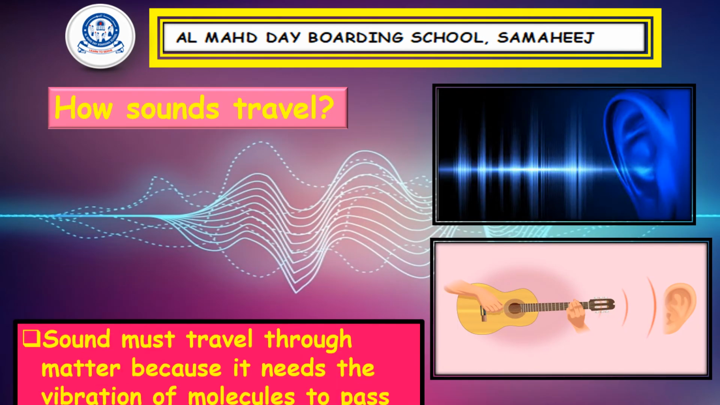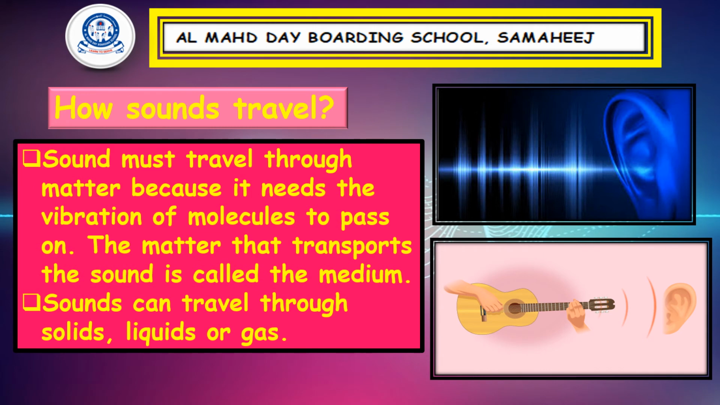How do sounds travel? Sound must travel through matter because it needs the vibration of molecules to pass on. The matter that transports the sound is called the medium. Sounds can travel through solids, liquids, or gas. Sound waves move by a vibrating object, and this object vibrates other surrounding objects, carrying the sound along. Sound can move through the air, water, or solids as long as there are particles to bounce off. However, if there are no particles to bounce off, it cannot move, and there is no sound in the vacuum of space because there is nothing to vibrate the sound.